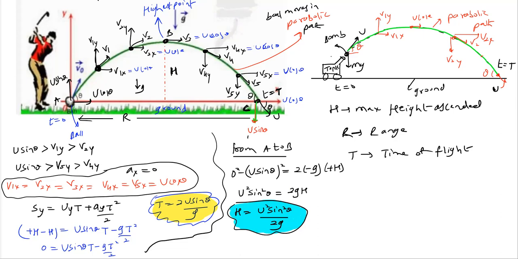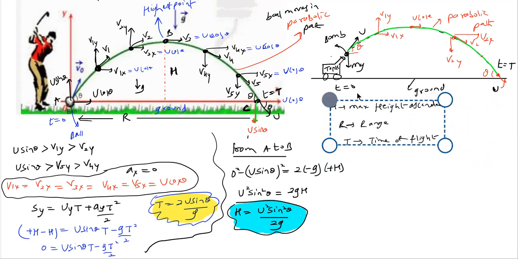Already I defined them here. What is h? h means maximum height ascended. What is t? t means time of flight. Okay, we'll go for the next quantity, the horizontal range.